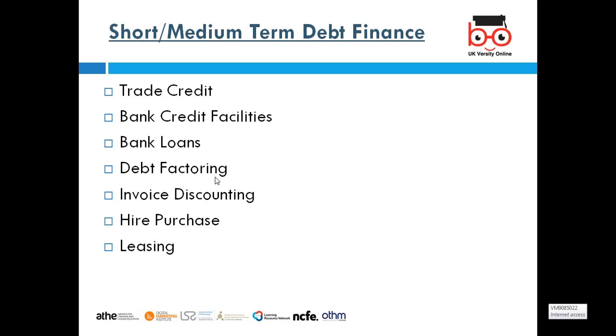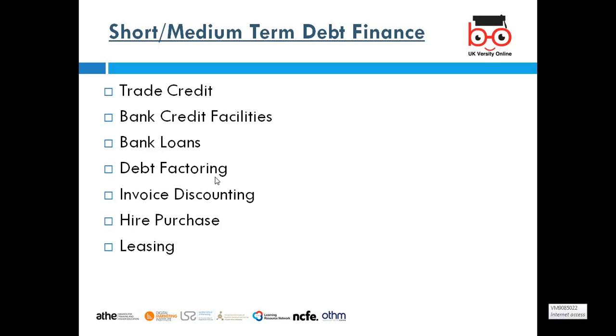Then next we have debt factoring. If we have a customer and we sold something on credit, we have invoices. We can give these invoices to banks, and we can raise the money as well. And invoice discounting is almost a similar sort of thing, where we can discount.